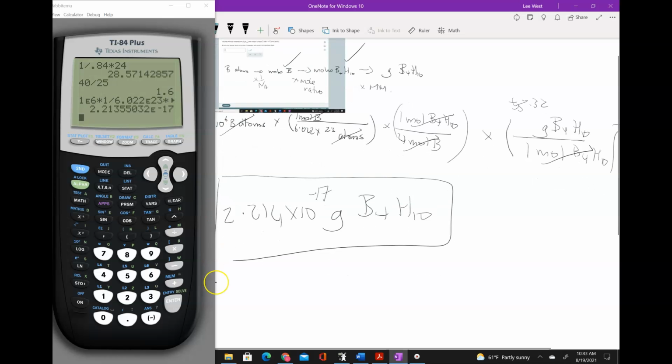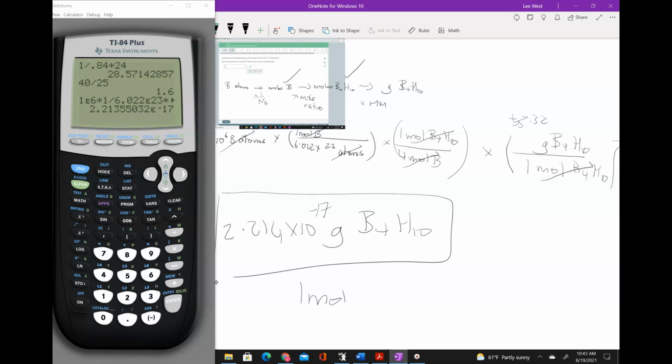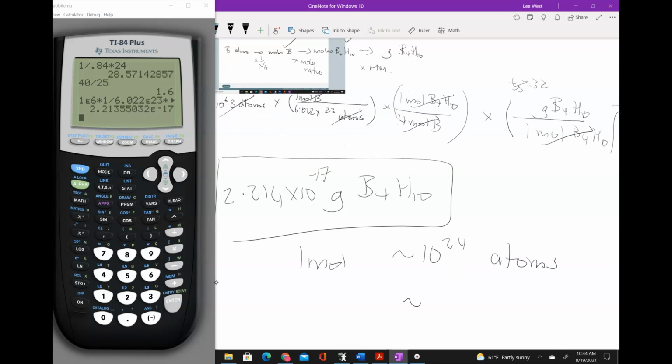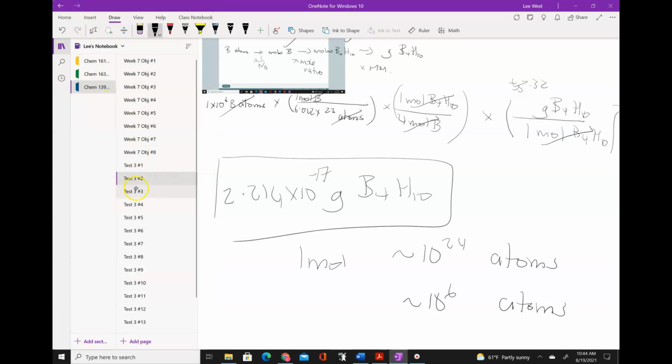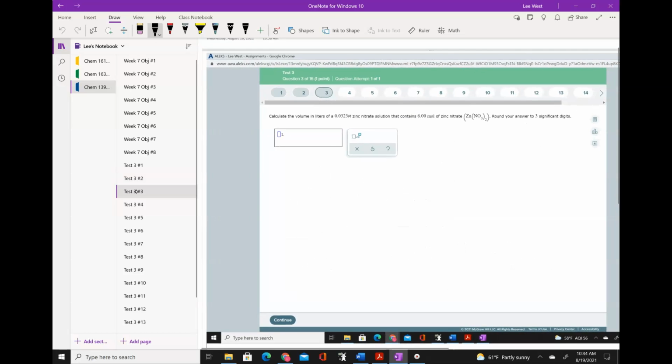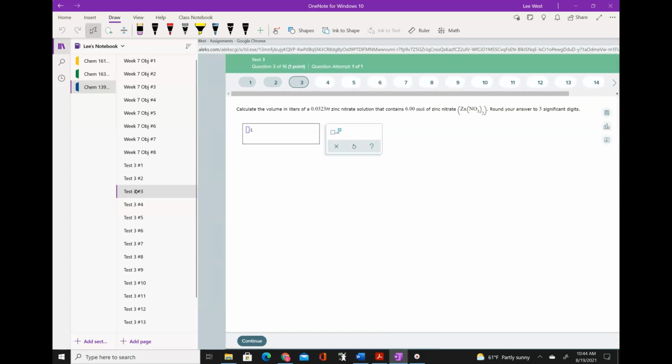And that makes complete sense to me, because 1 mole is around about 10 to the 24 atoms, and we only had 10 to the 6 atoms. So we should have a lot less than 1 mole. So that makes complete sense to me. It should have been a tiny number. All right, so a little bit confusing there. Not confusing, you just have to know what you're doing and not make shortcuts and not avoid using dimensional analysis, or otherwise you're going to get into trouble.